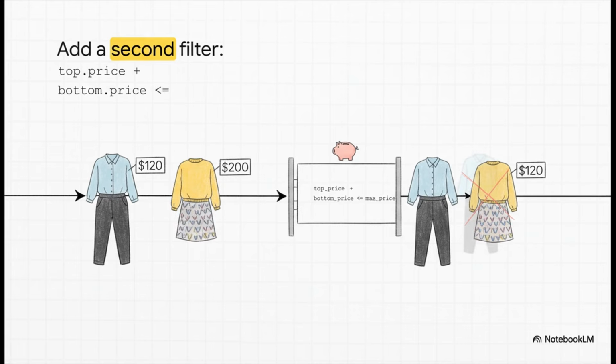And here it is, the final solution. We just tack on another filter. This one checks if the combined price of the top and the bottom is less than or equal to that max price. This really shows how you can just stack multiple filters together to build a powerful, multi-stage data processing pipeline inside a single, easy-to-read comprehension.